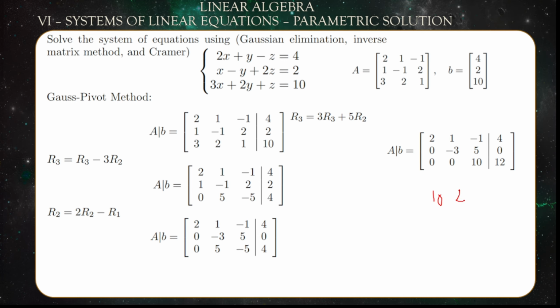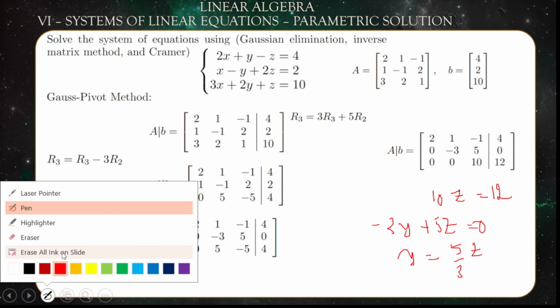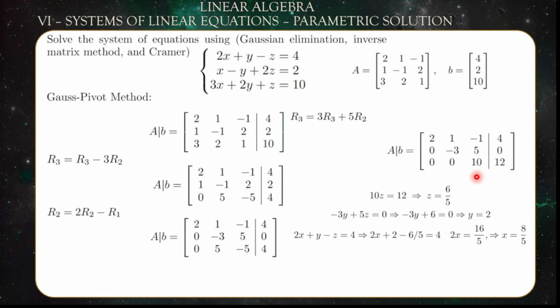So you have 10z is equal to 12. You can immediately get the value of z, then you place it in the equation above, which is minus 3y plus 5z is equal to 0. So y is equal to 5 divided by 3z, and you've already solved the equation. Okay, but let us see. So z is equal to 12 divided by 10, which is 6 divided by 5, with a reduction or factorization rather. Then minus 3y plus 5z is equal to 0. So minus 3y plus 5 multiplied by 6 divided by 5, which is 6, is equal to 0.